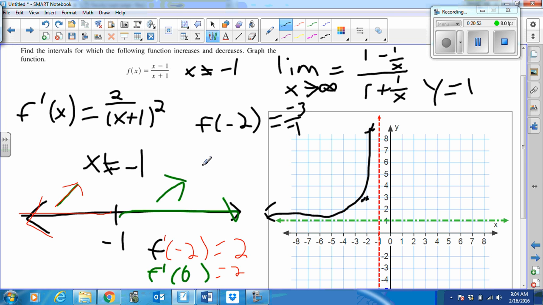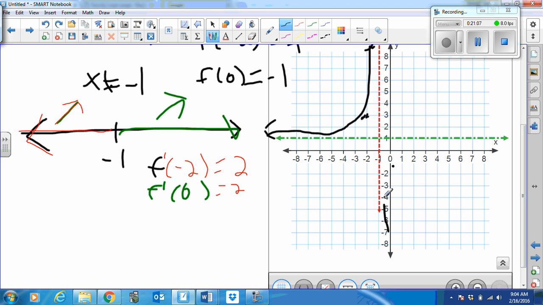When we test a point in the other region, we're going to test f of 0, and we're going to get -1 for that. So we have that 0, -1 is in this function, and it's increasing. So as x is getting bigger, y is getting bigger, and that gives us the other branch of the function. So that's the general idea of today: using the first derivative in order to figure out where a function is increasing and decreasing, and really focus on finding those critical points based on the first derivative and testing those intervals to see where it's increasing and decreasing.